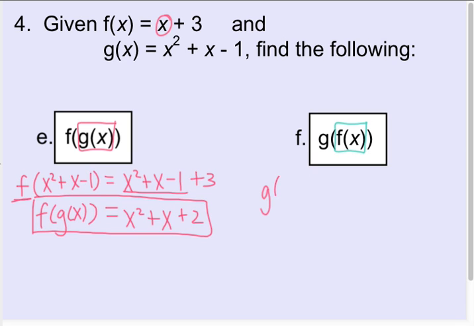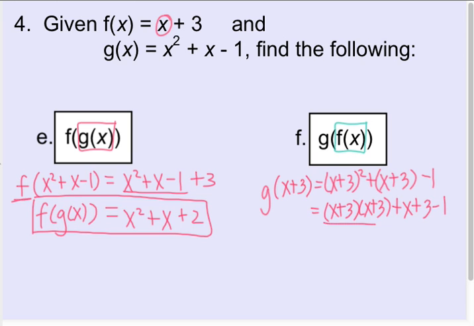So my f of x is x plus 3. So wherever there is an x in my g of x function, I'm now going to write x plus 3. So it's x plus 3 squared plus x plus 3 minus 1. Now I need to go ahead. X plus 3 squared is really x plus 3 times x plus 3.